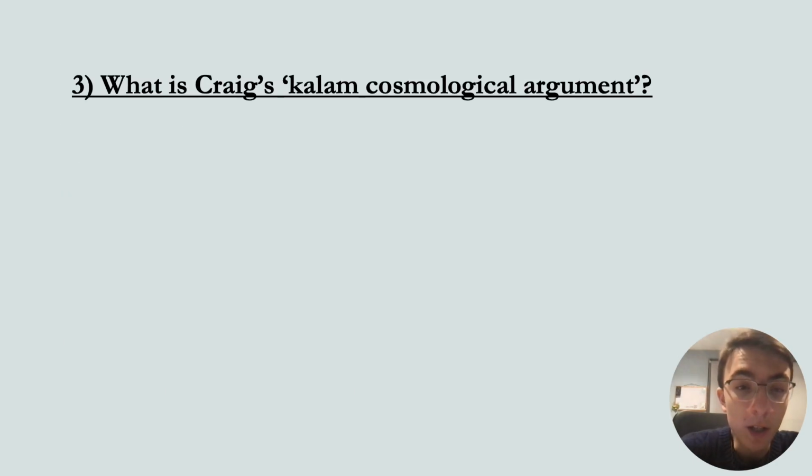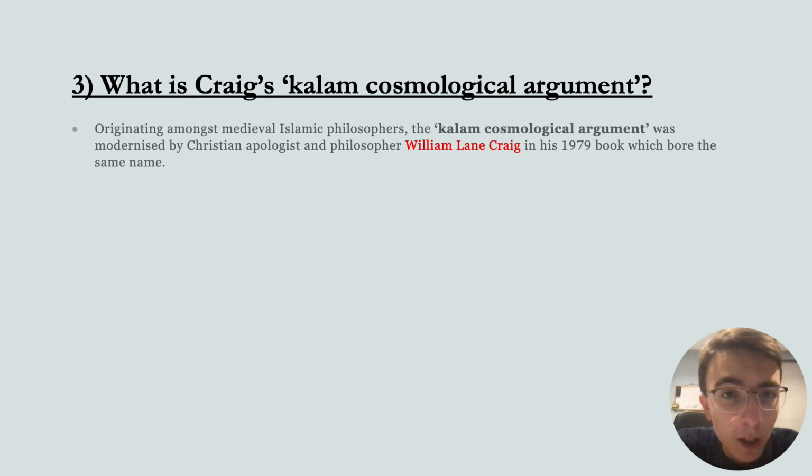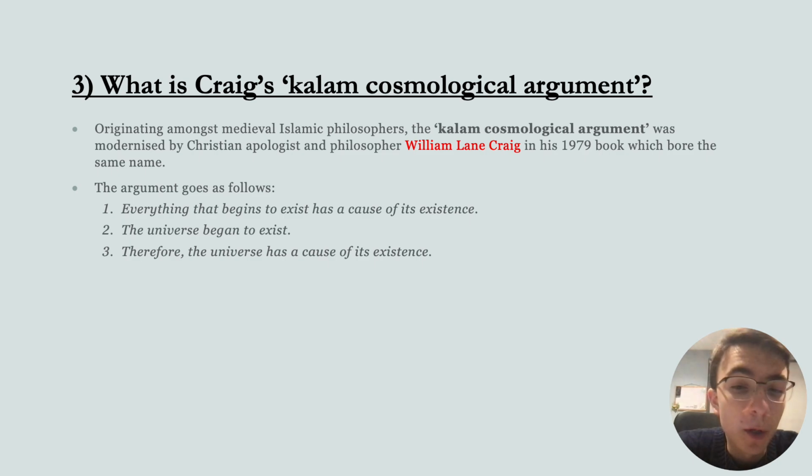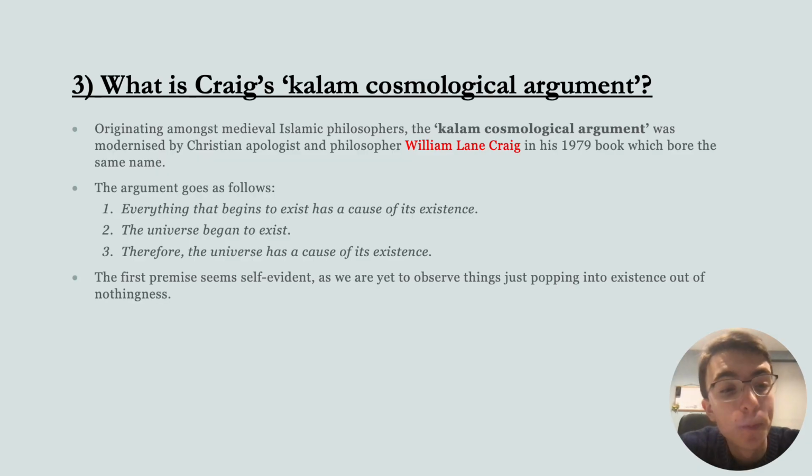Okay, that's Aquinas. Let's move on to a more modern version of the cosmological argument by looking at a person called William Lane Craig. So in 1979, he wrote a book about the Kalam cosmological argument. Effectively, the argument goes as follows. Premise 1. Everything that begins to exist has a cause of its existence. Premise 2. The universe began to exist. Conclusion. Therefore, the universe has a cause of its existence. And we're going to see, similar to the second way of Aquinas, that cause, according to Craig, is God.